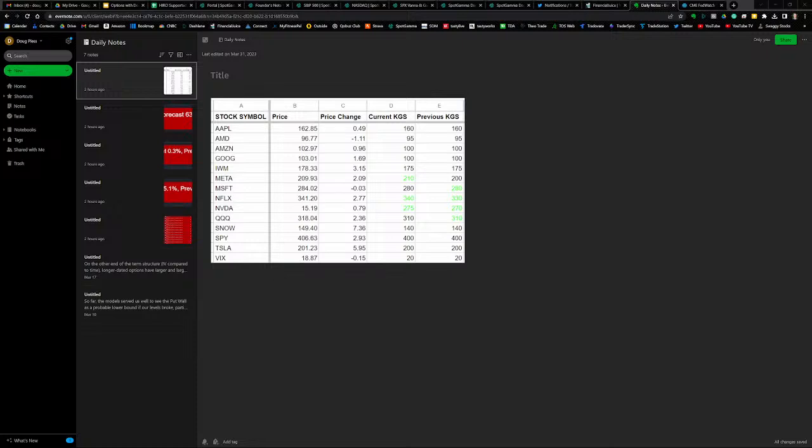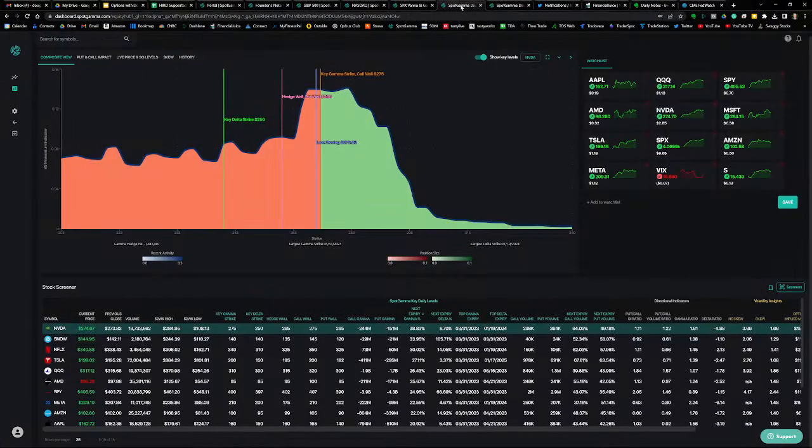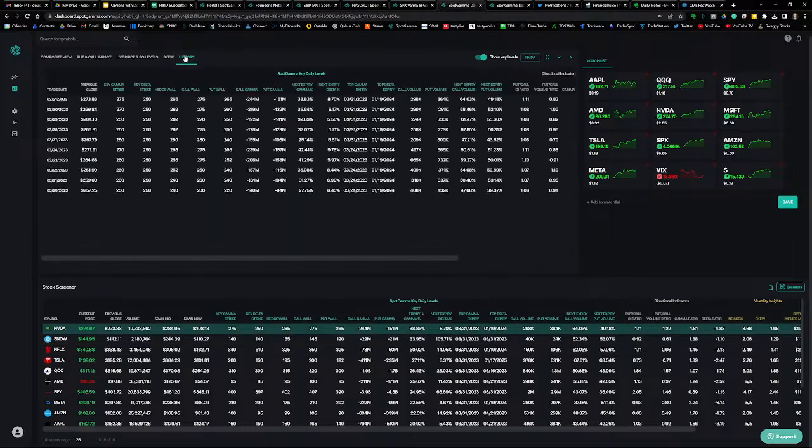So let's take a look at Nvidia, for example. So I'm going to go to Equity Hub, and I have Nvidia shown here, and I'll talk about what I'm doing here in just a moment. So first of all, this is the history of the key daily levels and other data for the last 10 days. So this is showing for the last 2 days here, the increase in the key gamma strike from 250 to 270 to 275.